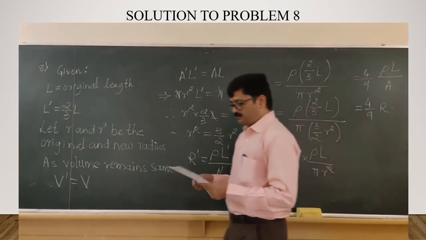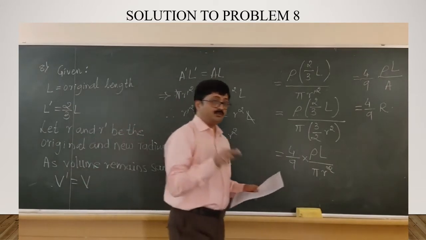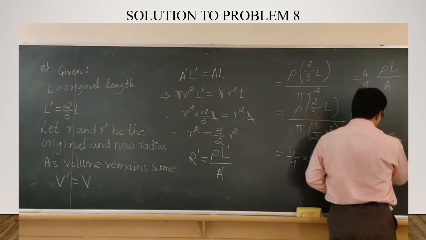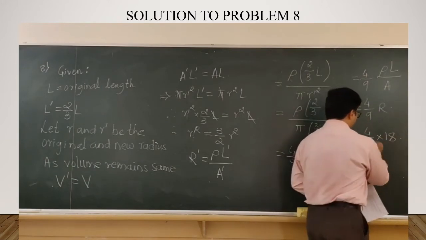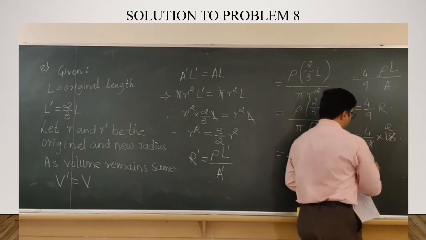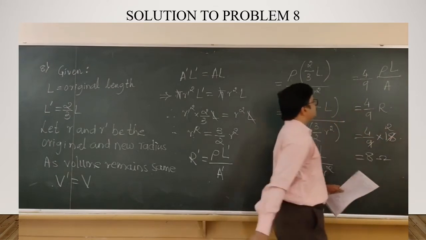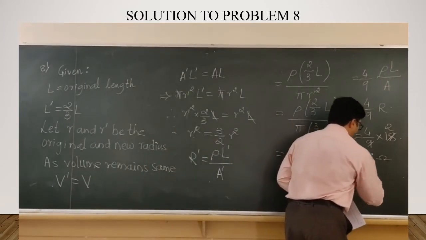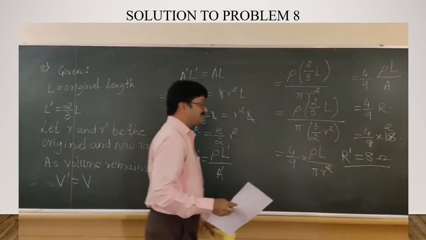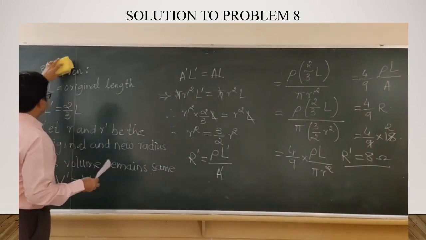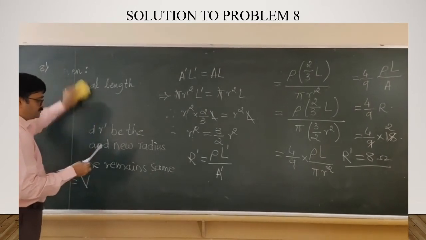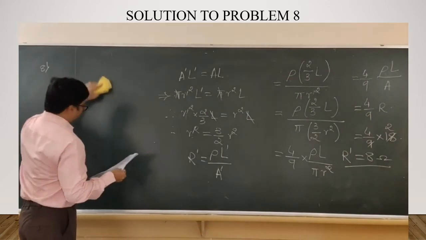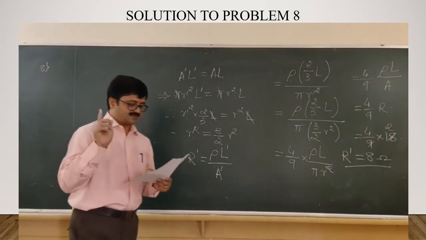Now R is given as 18 ohm in the problem. So accordingly I can write this as 4 by 9 into 18, which is nothing but 8 ohm. This is R dash. So R dash, my friends, we have obtained as 8 ohm, and R is 18 ohm. Now our job is to find the resistance of the new wire. We have found that. Next step we are supposed to find what? Percentage change in the resistance of the wire.